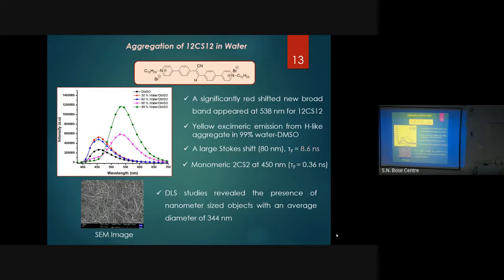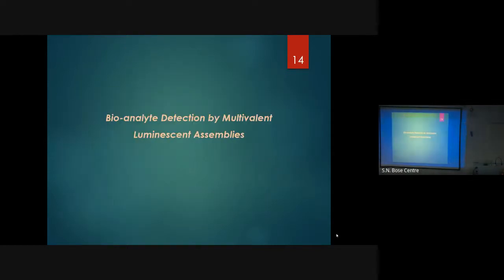For those who work on this kind of molecules, an excimer basically means an excited state molecule interacting with a ground state molecule. The energy level is slightly lower, so you see the emission at a higher wavelength. Of course, we did other studies: you can see very nice one-dimensional nanofibers in SEM, and dynamic light scattering studies show the formation of nanostructures. Based on that, we thought we would try to use this for multivalent binding of analytes.